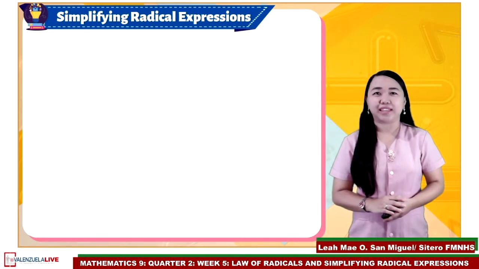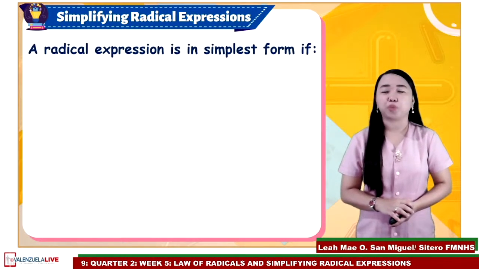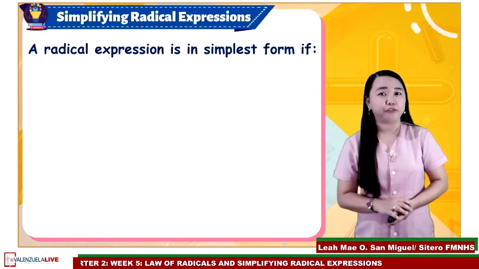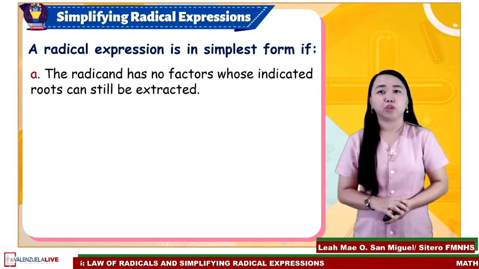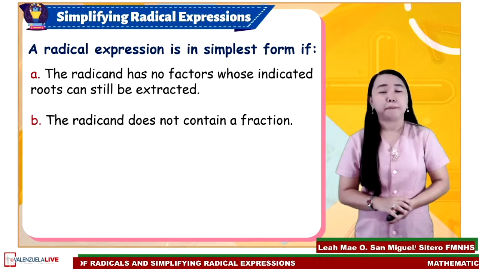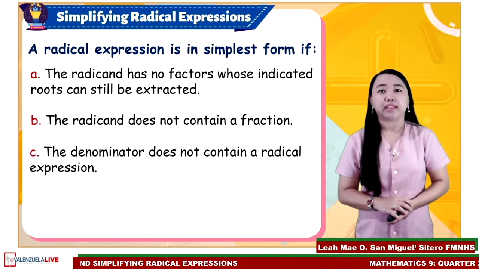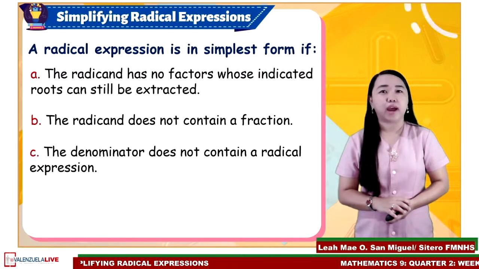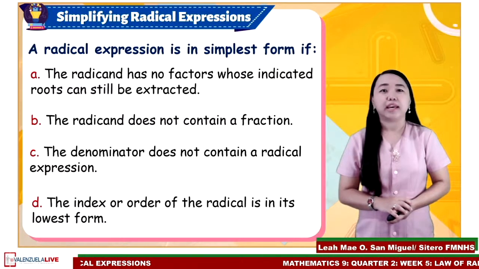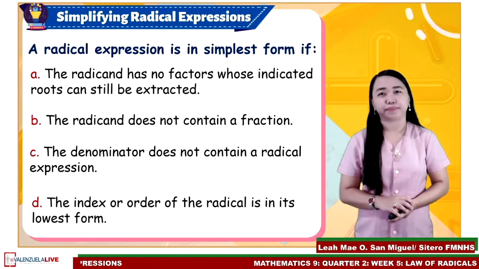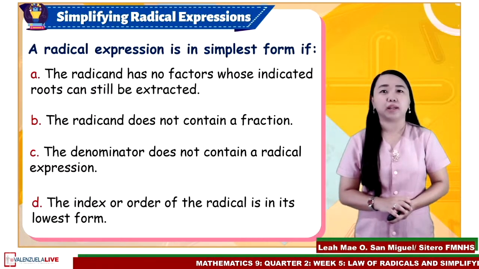When can we say that a radical expression is in its simplest form? A radical expression is in simplest form if: A. The radicand has no factors whose indicated roots can still be extracted. B. The radicand does not contain a fraction. C. The denominator does not contain a radical expression. And D. The index or order of the radical is in its lowest form. Let us look at examples for every condition of a simplified radical expression.